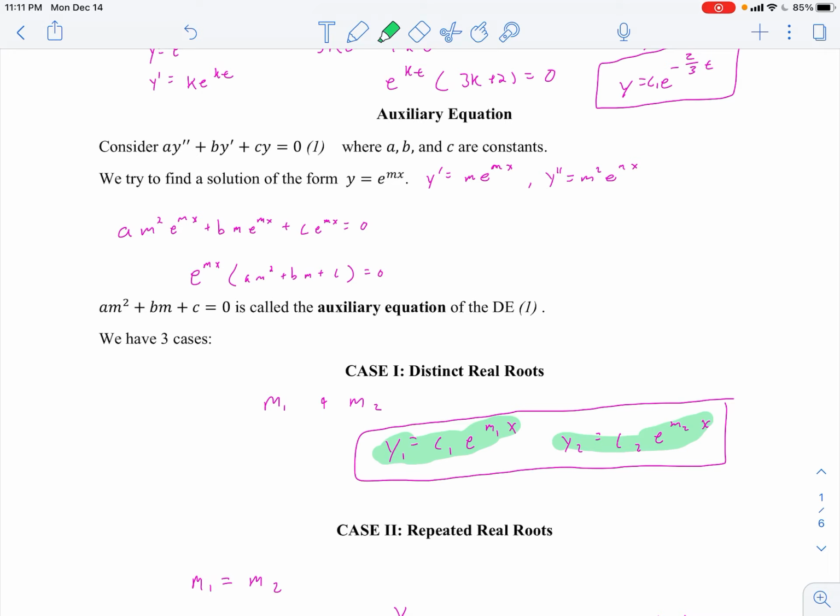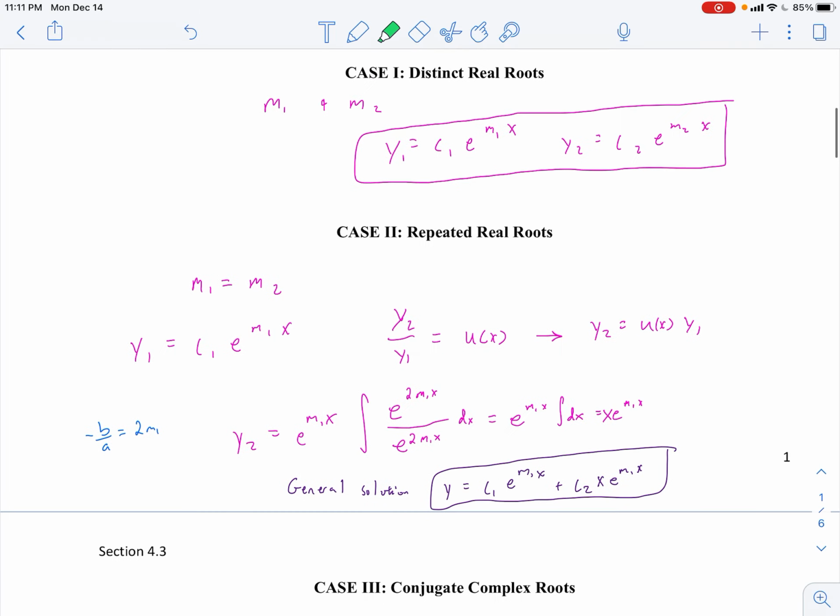So, again, something that's very easy. Once we factor and find m, we can go ahead and plug that into our formula, into our y. Make sure that we multiply by that c sub 1 and we've found the solution. Now, what if we have repeated real roots?